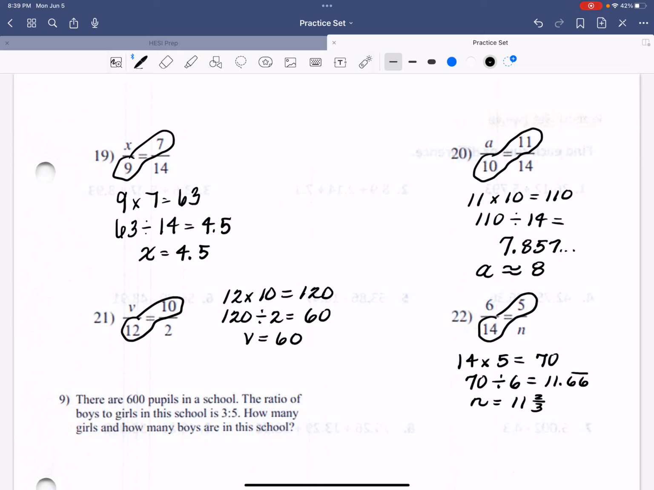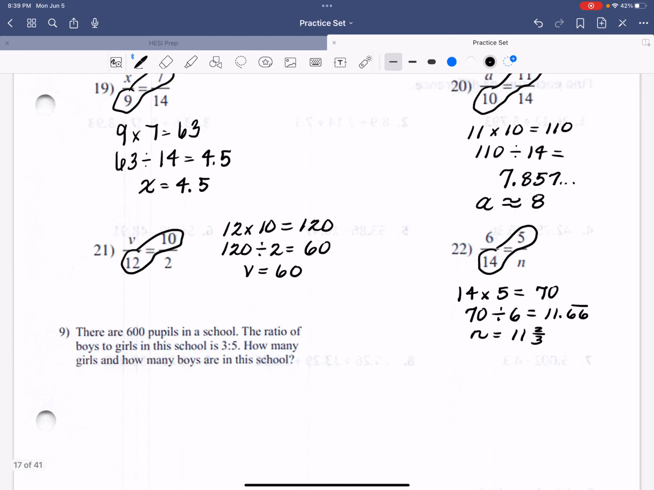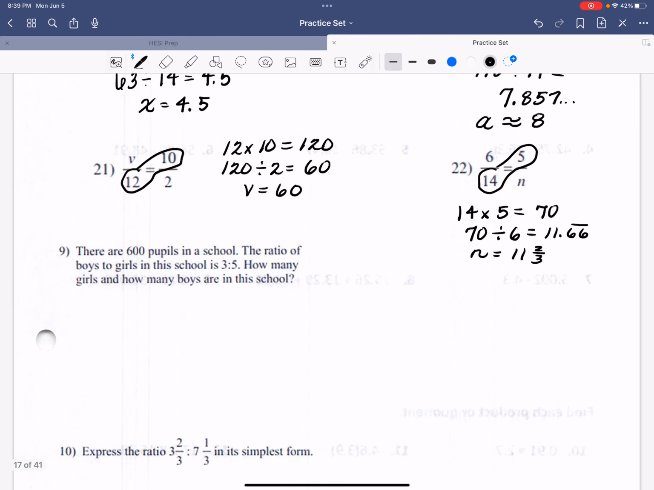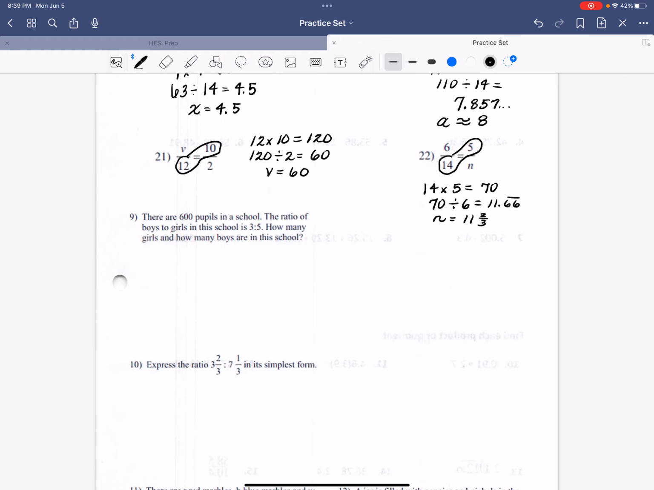All right, number 9. And I think I'm going to go ahead and stop this one before I get to these word problems. It's getting a little long. So I'll be right back and we'll do these word problems.